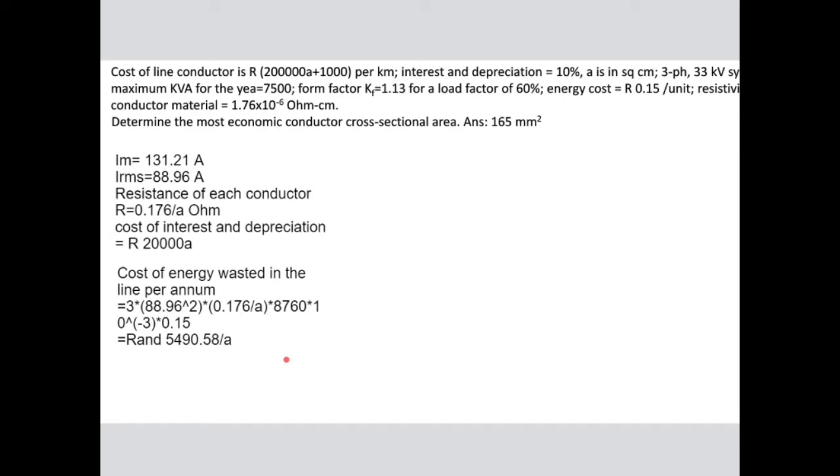Now we can equate it with that equation. 20,000 A is equal to 5490.58 over A. Is that right? Sorry, 5490.58 over A, and from there we can calculate what is the value of A.